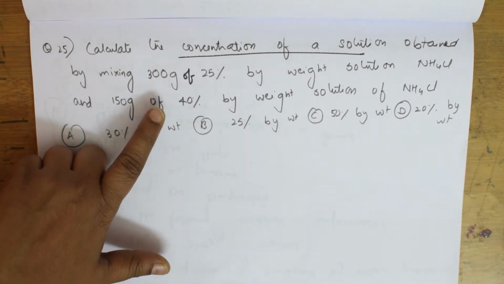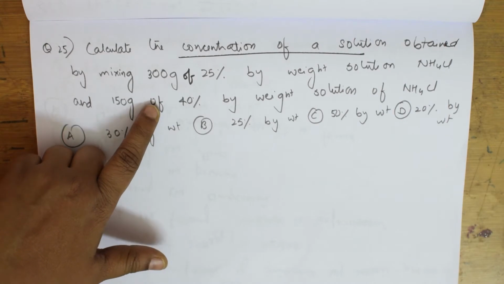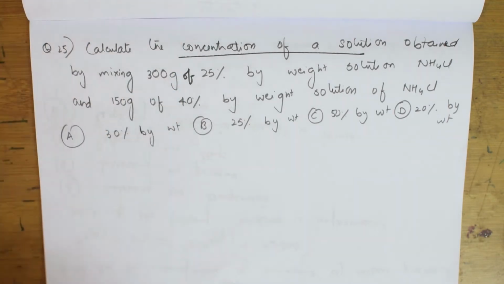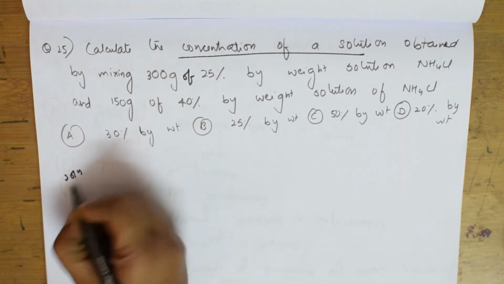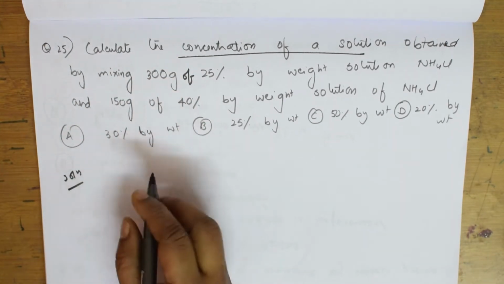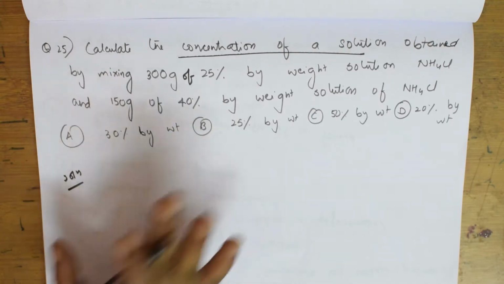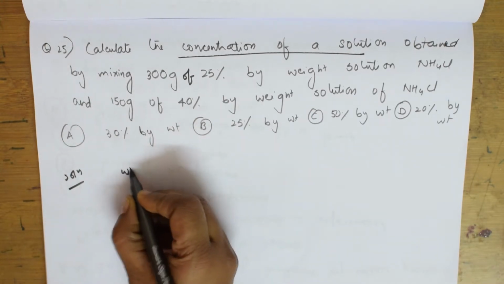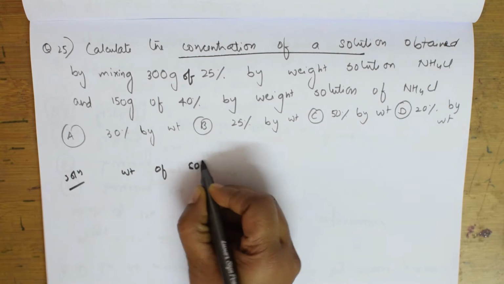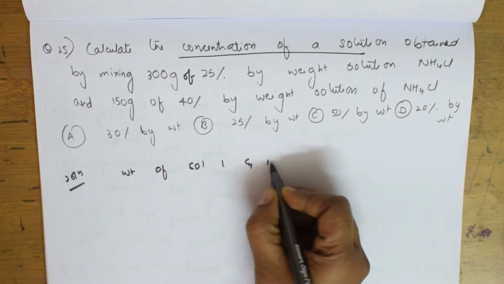What should I find out? I have to find out the concentration of the solution. They've given me 4 options. Let us start. When such a question is given, let's make it easier and solve it. First, what did they give us? The weight of solution 1 and 2. First of all, I have to find the total weight of solution 1 and 2.